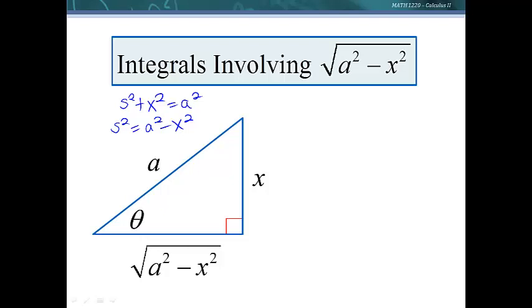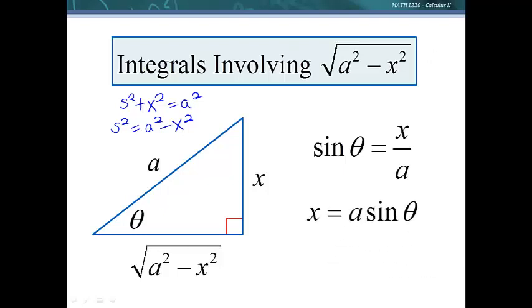Now, if we put theta on the triangle, what trig function would relate the two easier sides, the x and the a, to theta? Well, sine theta is opposite over hypotenuse. We could then multiply both sides by a and have x equal a sine theta. This is a substitution then that is actually going to help us evaluate integrals that have something of this form here.